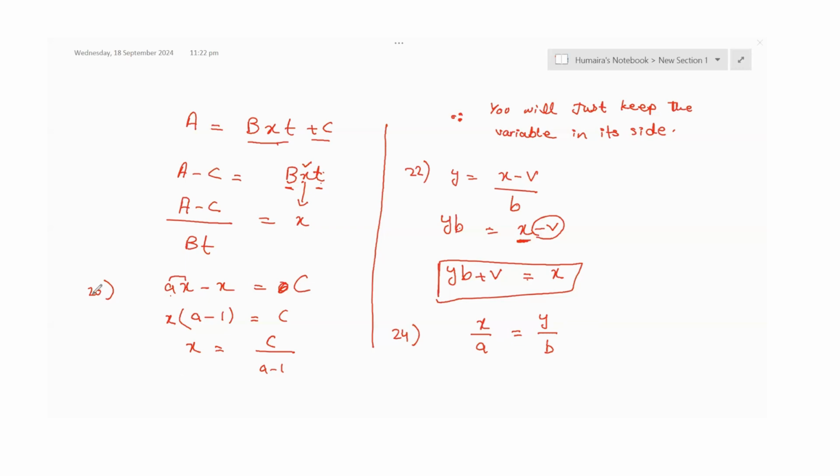Now, let's do the other one, that is 26. So, we are having 4 times x minus b equals x. Now, work out this one. 4x minus 6 equals x. Could you explain this one to me, please?